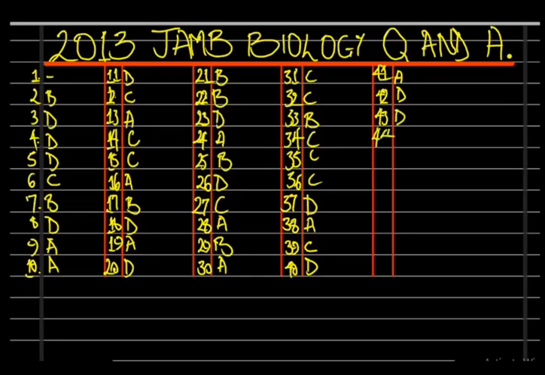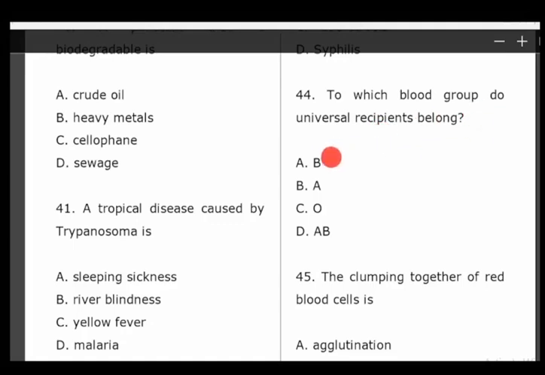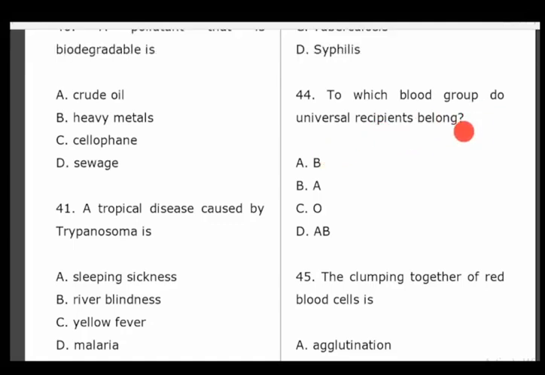So 44 now. To which blood group do universal recipients belong? B, A, O, AB. What the question is telling us is which of these groups can actually receive blood from any other group. So the answer is AB, because AB can receive blood from blood group A, from B, from AB, and it can also receive blood from blood group O. Why?